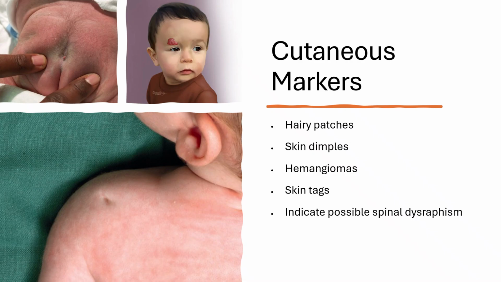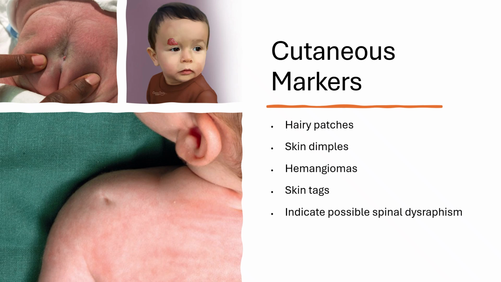Skin dimples, especially deep ones that cannot be fully visualized, may connect to underlying spinal abnormalities or represent incomplete neural tube closure. Hemangiomas appearing along the spinal axis can indicate underlying vascular abnormalities or neural tube defects. These lesions often appear as reddish, raised areas that may grow during infancy. Skin tags or other cutaneous appendages along the spine can represent remnants of incomplete neural tube development. The clinical significance lies in understanding that these markers indicate possible spinal dysraphism, a broader category that includes various forms of incomplete neural tube closure.